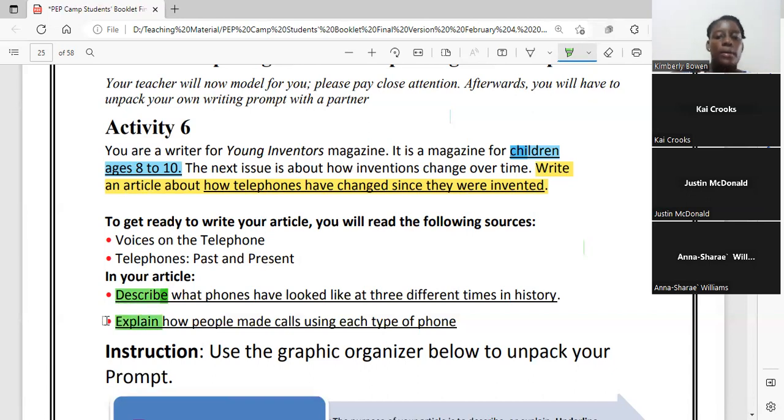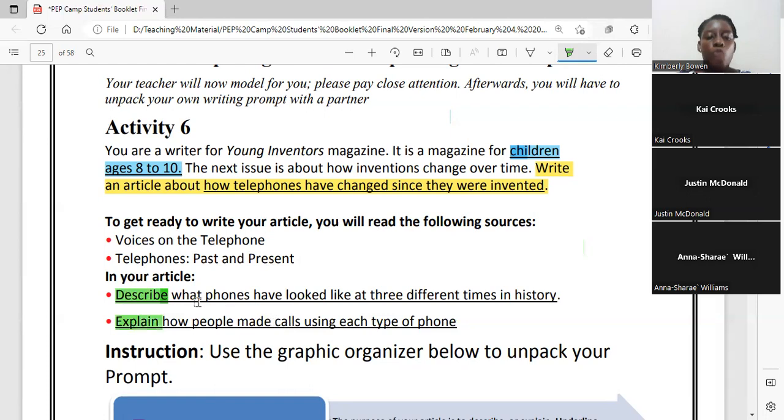Oh, down there, Miss. We can also go from down there, Miss. Yes. I thought we only do one from you are a writer to they were invented. That's why you need to, the entire paragraph is the writing prompt here.